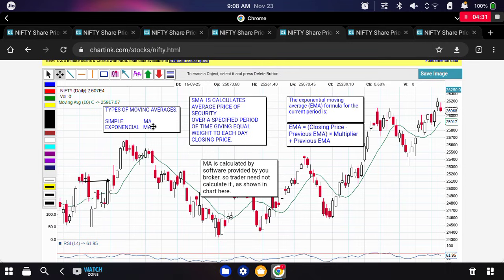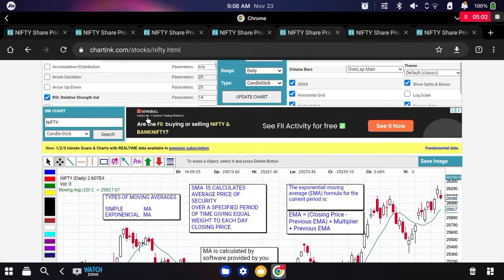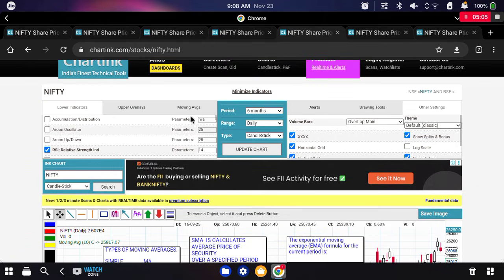There is one moving average which is known as simple moving average and another is exponential moving average. Simple moving average calculates the average price of a security or a stock over a specified period of time, giving equal weight to each day closing price. Friends, if you see here, 1, 2, 3, 4, 5, 6, 7, 8, 9 and this is 10. I have taken 10 days moving average, as you can see here. It is moving average of 10, right?